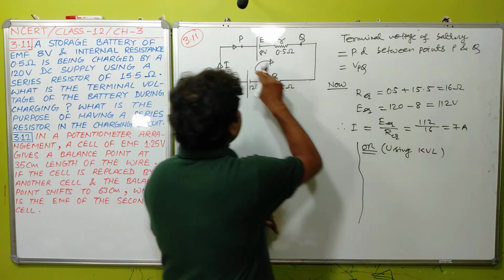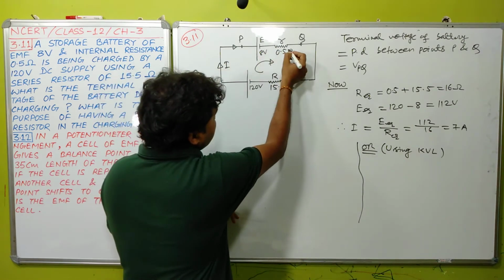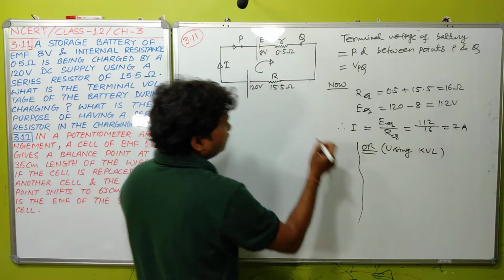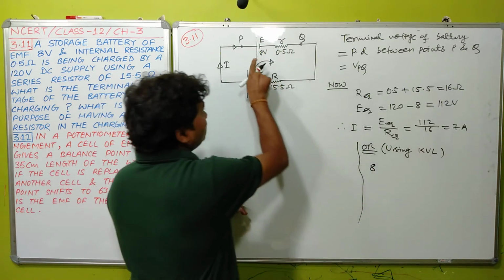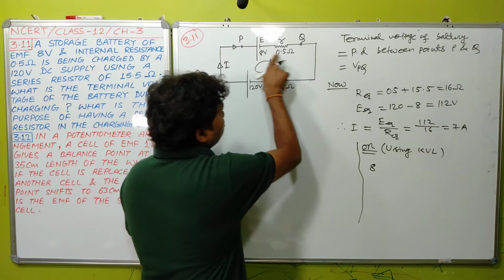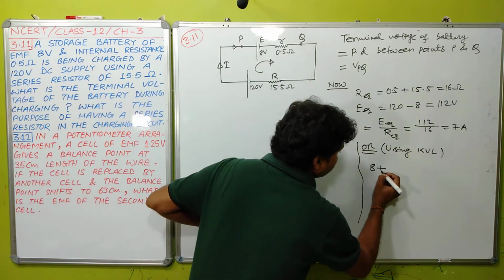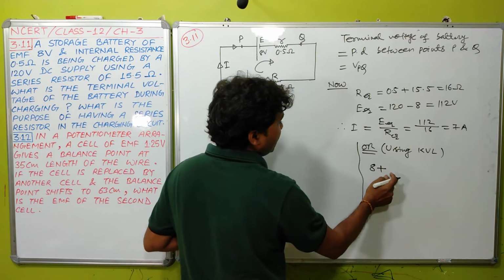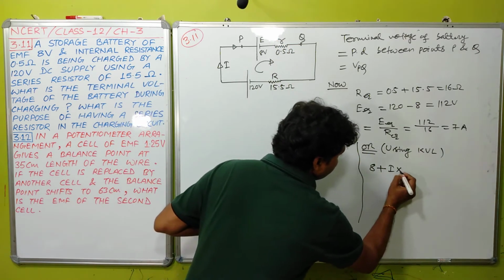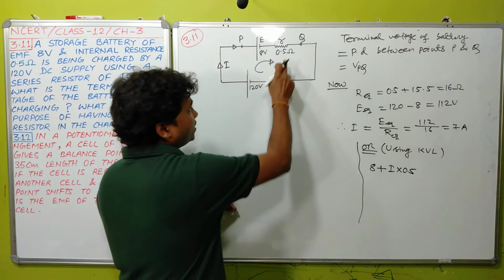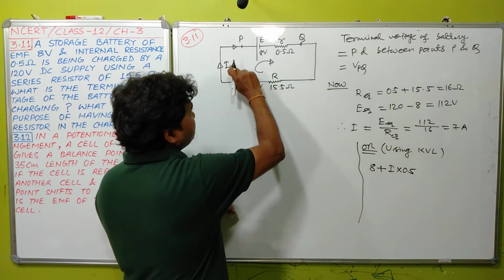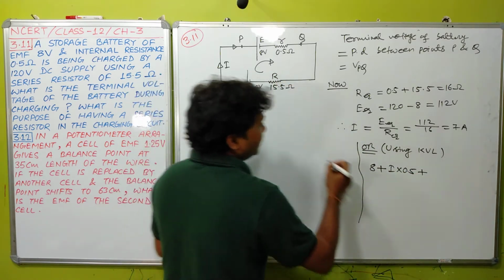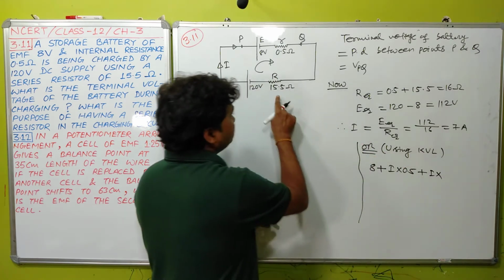Now you are moving through this side and facing the positive terminal of the battery, so we will take a positive sign, meaning 8. Now again we are moving this side, current is also moving this side, so again we will take a positive sign for writing the potential difference across this resistance, and this will be I into 0.5 using Ohm's law. Now again we are moving this side, current is also moving this side, so again we will take a positive sign, I into resistance 15.5.